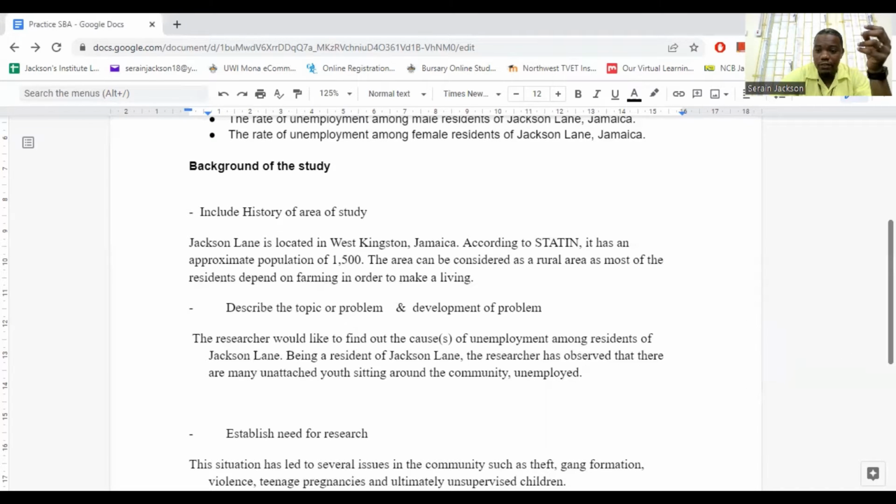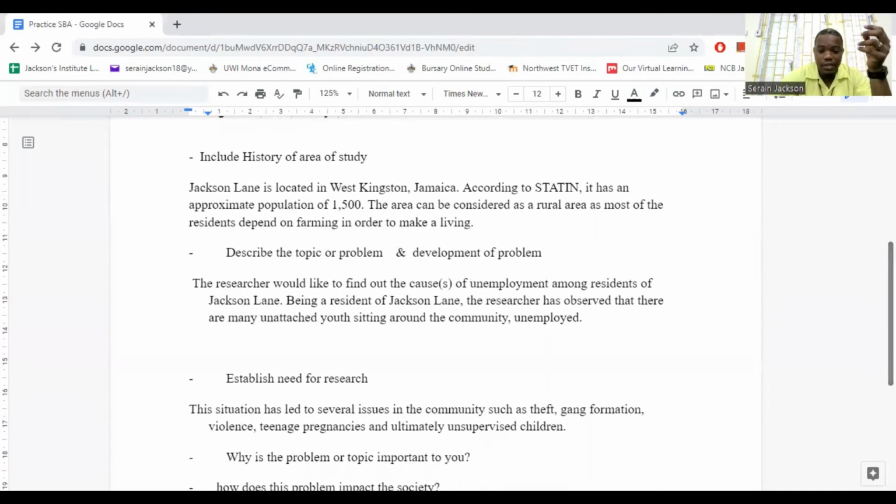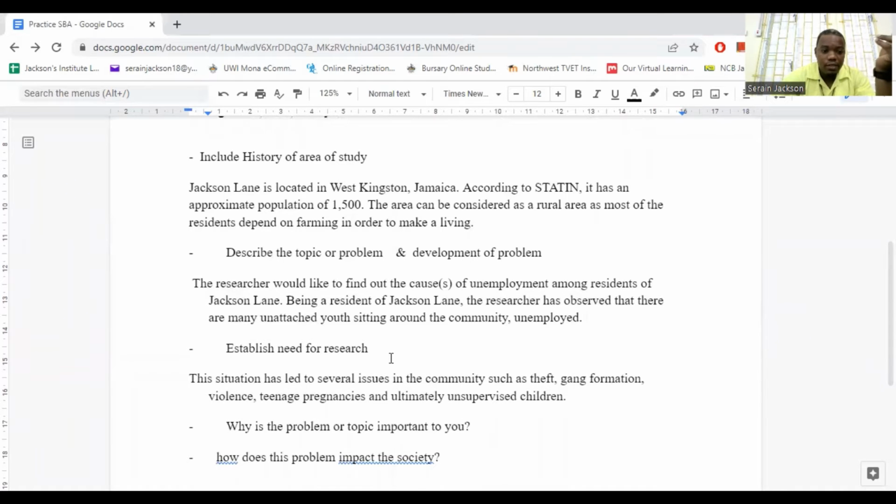Now we're going to go to the need for research. So we can say this situation, which is unemployment, has led to several issues in the community, such as theft, gang formation, violence, teenage pregnancies, and ultimately unsupervised children.